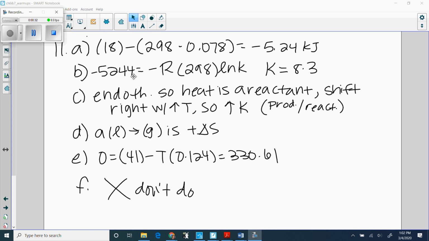For letter D, everything is tied. The only difference is that a liquid to a gas would be a bigger change than a gas to a gas. Letter E is all the confusing words for crossover temperature. All the confusing words just mean that you set G equal to 0 and solve for temperature.